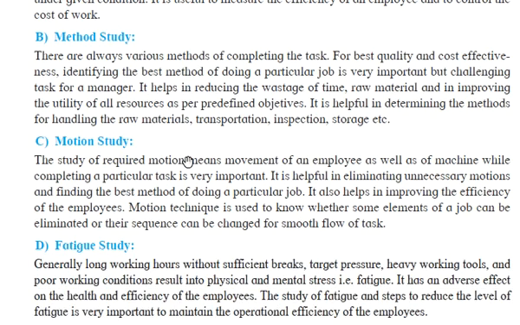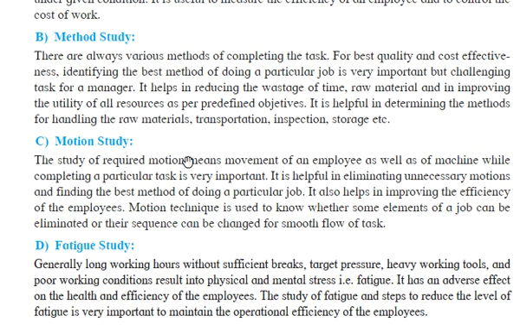And method study. There are always various methods of completing the task. There are many methods to complete the task. For best quality and cost effectiveness, identifying the best method of doing a particular job is done while conducting R&D, research and development. Finding out which method we should use to complete this job is a very important and challenging task for a manager.